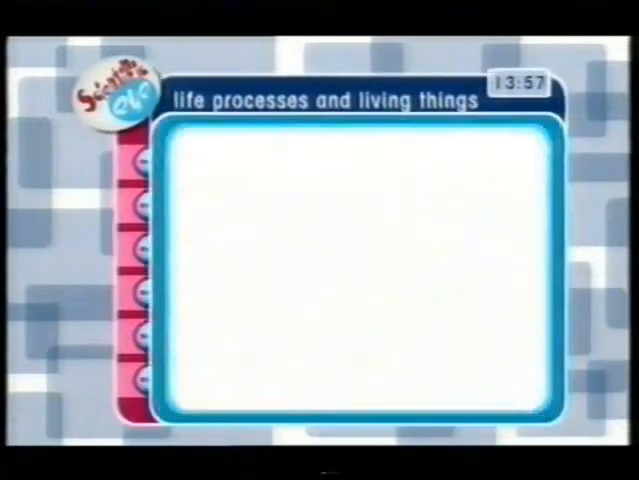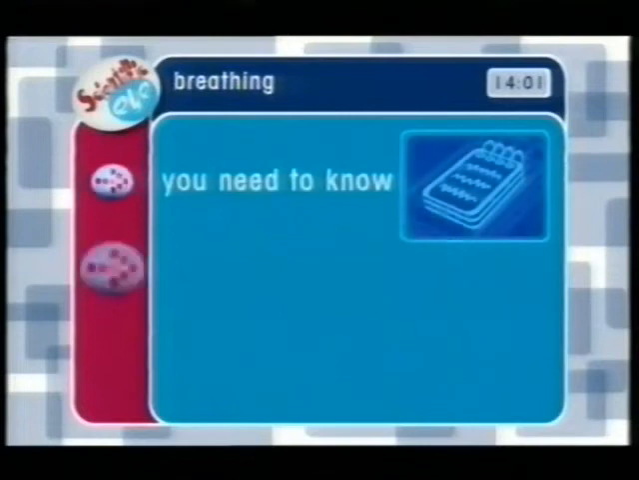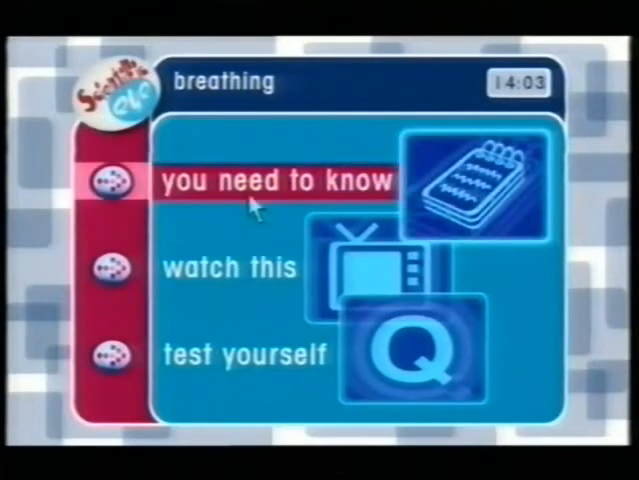This section revises breathing. Here's what you need to know. Breathing. We do it all the time, often without thinking. Remember, there are two parts to every breath: inhaling, taking air into your lungs, and exhaling, breathing out. Inhaling supplies oxygen, a gas we need to stay alive. Exhaling gets rid of carbon dioxide, a waste gas produced by our body.